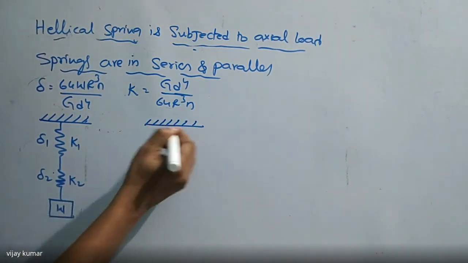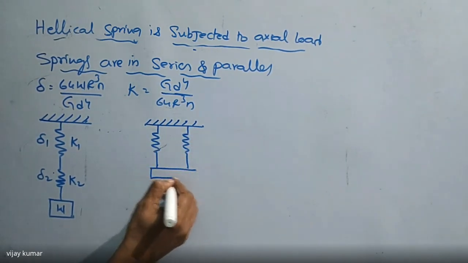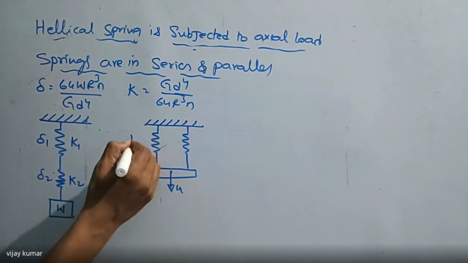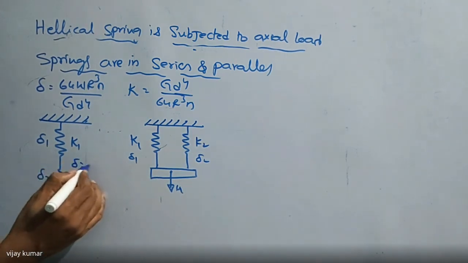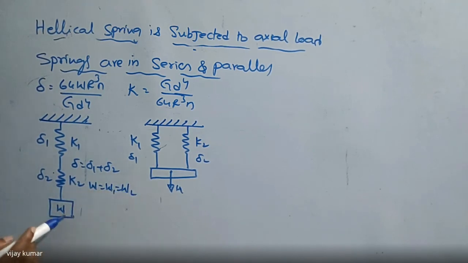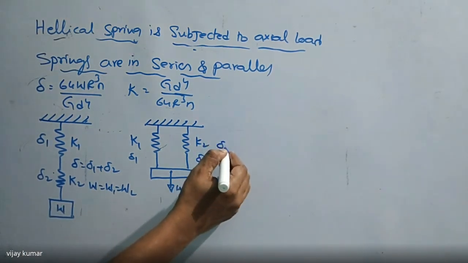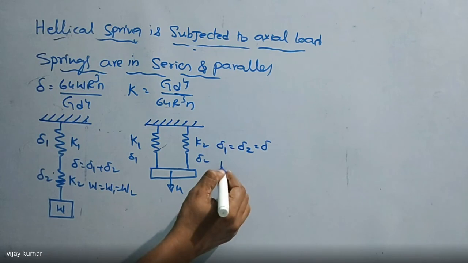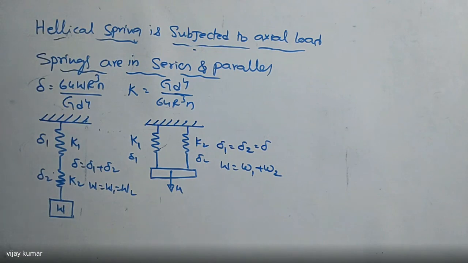So here also we are taking this. This is spring one and this is spring two. Both are connected in parallel, so we are going to put weight here. That is W. This is K1 and this is K2. This is delta 1 and this is delta 2. Here, delta L1 is equal to delta L2 is equal to delta. So W is equal to W1 plus W2. Load taken by each spring is not the same. So these are the formulas we can use here.